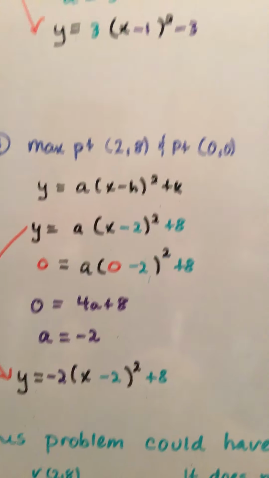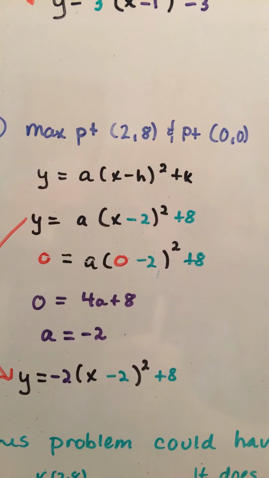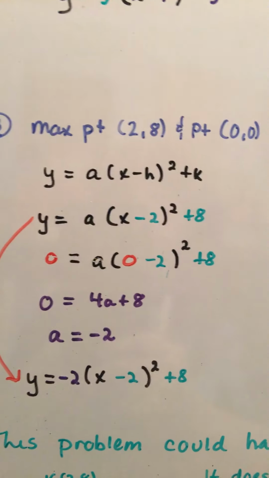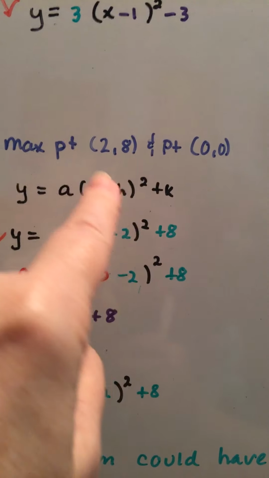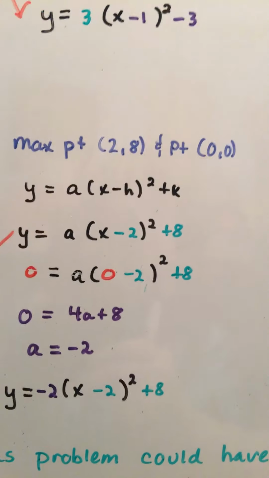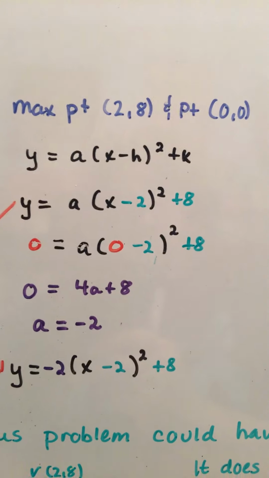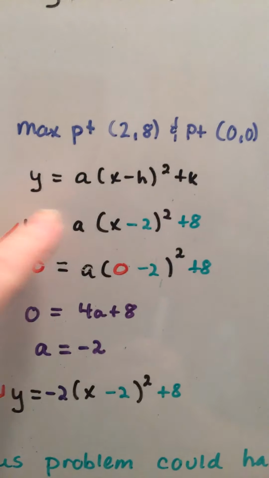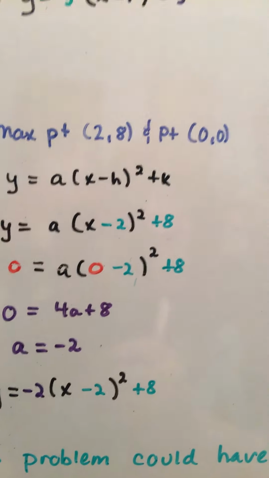A third problem, I threw in a max point. And so that means my vertex is 2, 8. So I put in my -2 and my +8 because minus the 2 gives me a -2. Then I put in my extra point for X and Y. I find A is -2. I go back to the equation that's just missing A, and I insert the A.